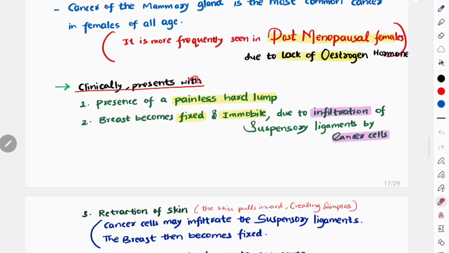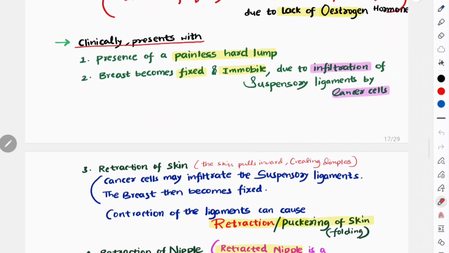Clinically, if the female has developed carcinoma of breast, she will present with a painless hard lump when palpated. The breast becomes fixed and immobile due to infiltration of suspensory ligaments by cancer cells. You know that suspensory ligaments hold the breast in position, right? So these cells infiltrate the suspensory ligament and make the breast fixed and immobile.